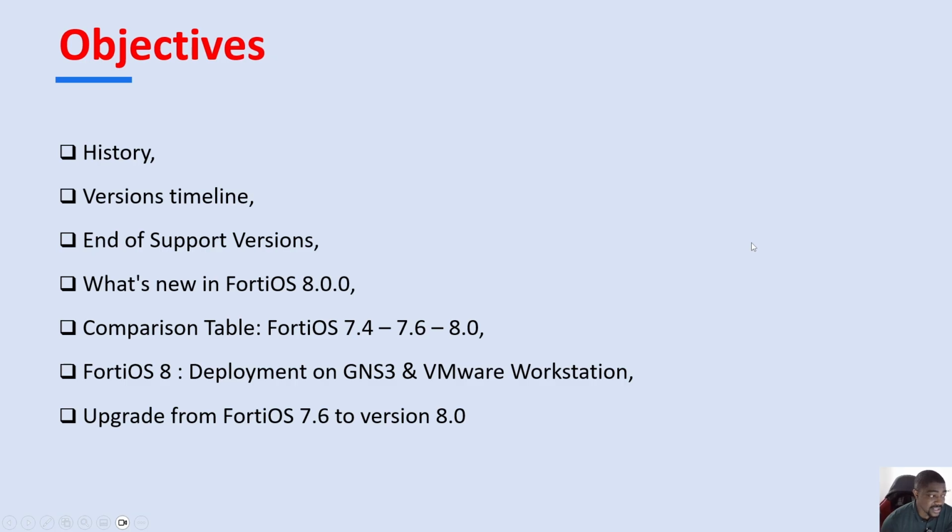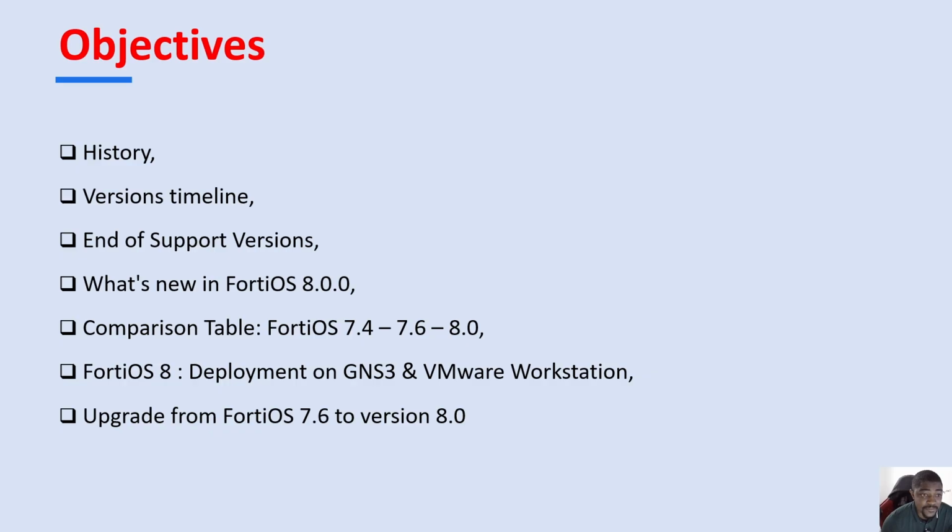We will see what are the new features or the updates that come with this new version. In this video, we'll talk a little bit about the history of FortiOS. We'll talk about the versions timeline, and we'll also talk about end of support for some previous versions, so that you can figure out if you have some clients or users who are still using those versions on their infrastructure. They should take into consideration the fact that they will need to upgrade to the latest or newest version. So we'll see all of that.